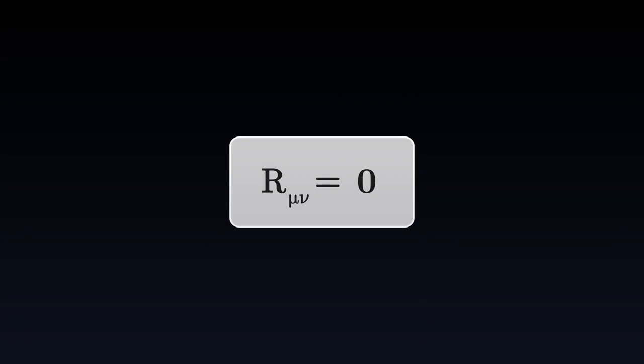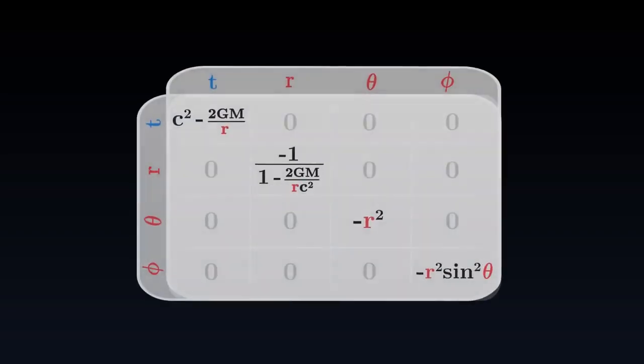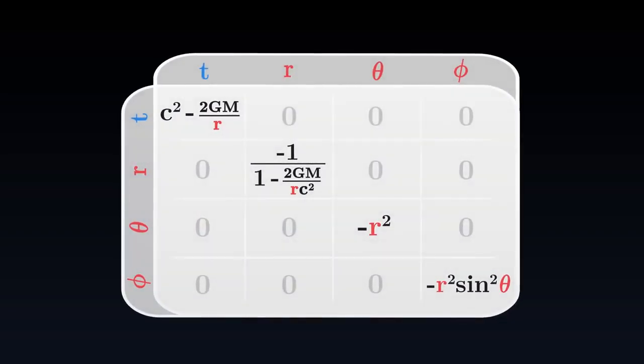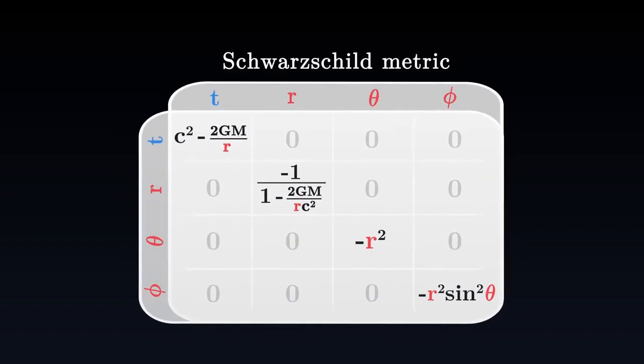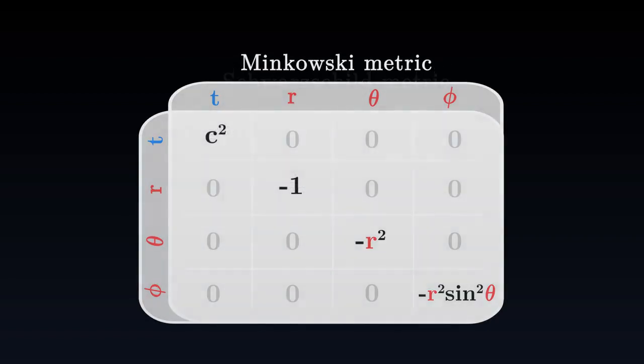To determine the metric from the Ricci tensor, the calculations are tedious and require solving multiple differential equations. But thanks to the symmetries that we postulated for the problem, it is still possible to obtain an exact expression. This is the Schwarzschild metric. The Schwarzschild metric depends on the mass of the object. If the mass is equal to 0, we recover the Minkowski metric, describing an empty spacetime.